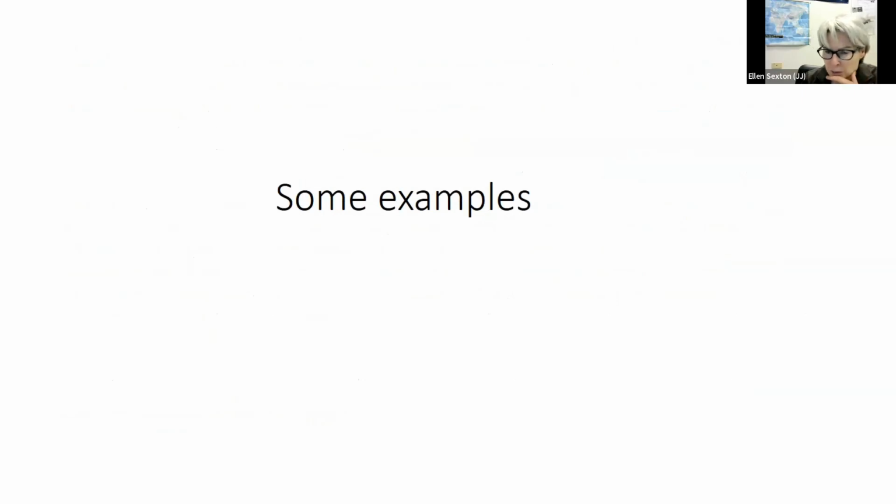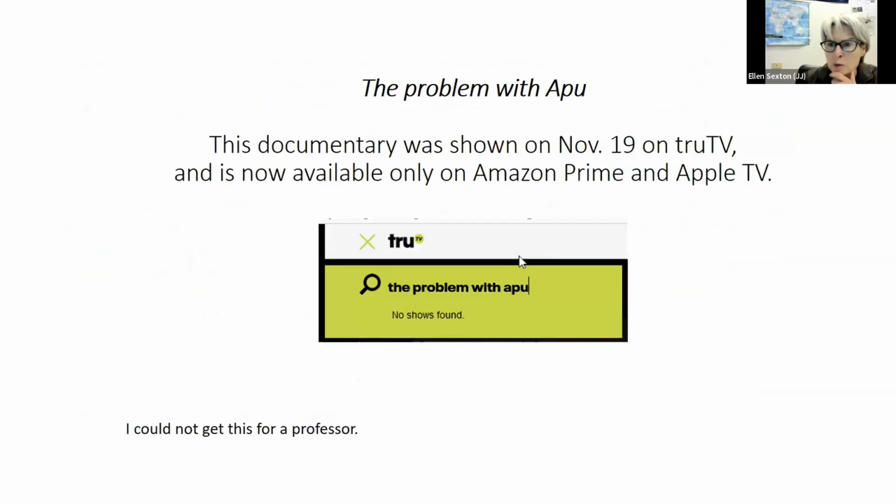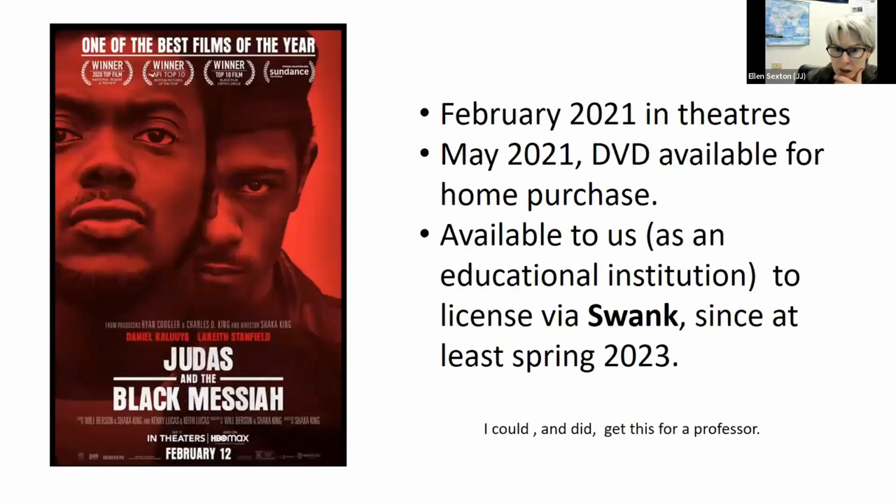Okay, so some examples of things that professors have actually asked me to get. The problem with APU. A documentary that was broadcast first on something called True TV, an internet TV channel. It's not there anymore. Now it's available on Amazon Prime and on Apple TV, and neither of these services will sell to an educational institution. They're direct-to-consumer businesses. We don't have access to that content.